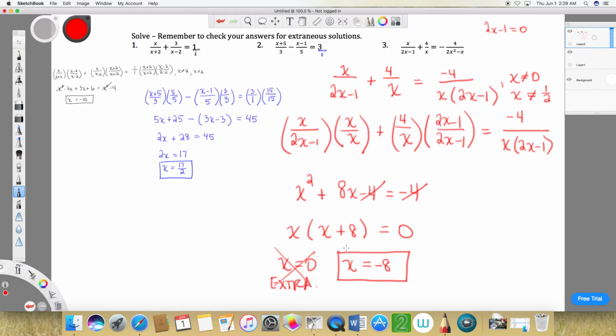You're not going to get full credit if you claim that x equals 0 is a solution to this equation, because it's clear that you didn't check for extraneous solutions. You must do that. Please don't forget to check your answers. Don't forget to make your little marks up here to know what to avoid. We knew to avoid x equals 0.